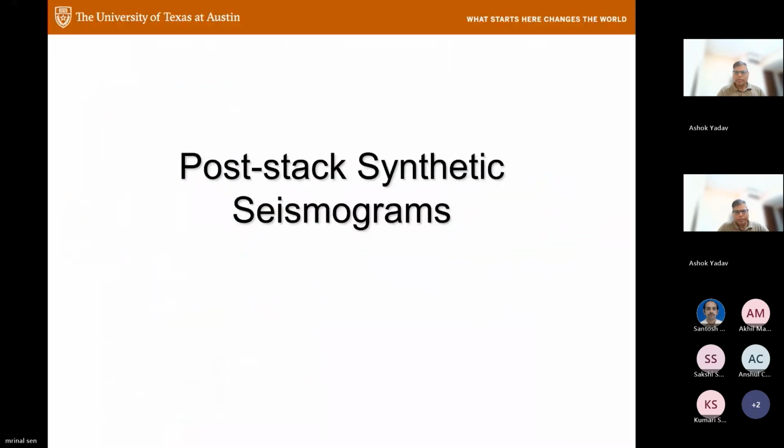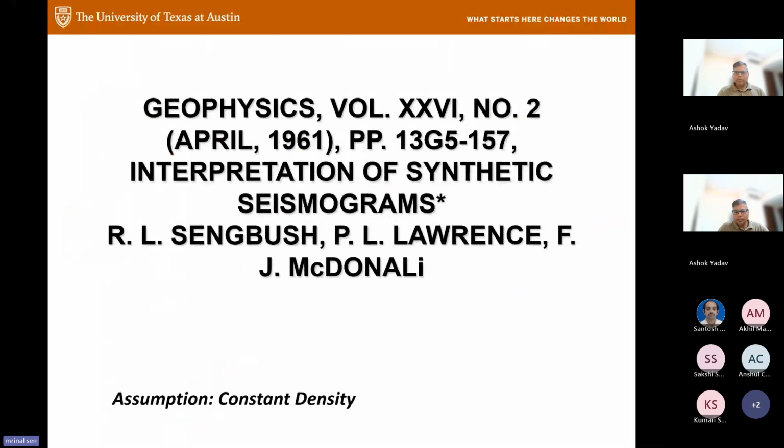Now, this is a paper that was published a long time ago, 1961. And before most of you were born. But this still remains a very important paper in terms of understanding post-stack synthetic seismograms and their implications. Just wanted to remind you that all the calculations done here assume the density is constant. So essentially, your delta V is what gives you those reflection coefficients. Nonetheless, all the interpretation and implications still remain valid.